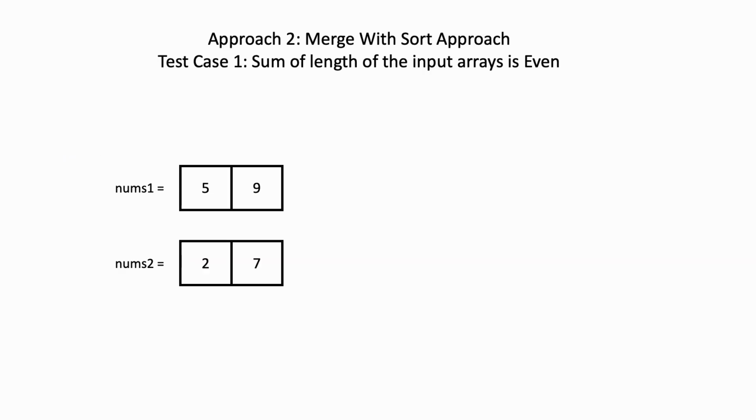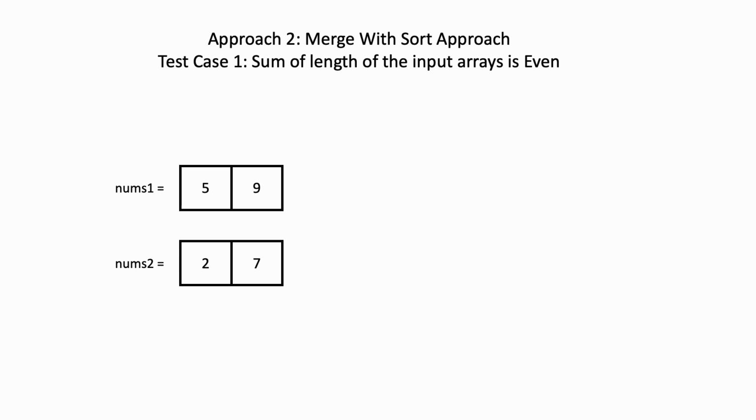Let's look at approach number 2, which is better than approach number 1 in terms of time complexity. We will call this the merge with sort approach because we merge and sort the array in one operation. This approach is based on the merge operation of the merge sort algorithm. This can come to your mind if you can relate the problem to the merge sort algorithm.